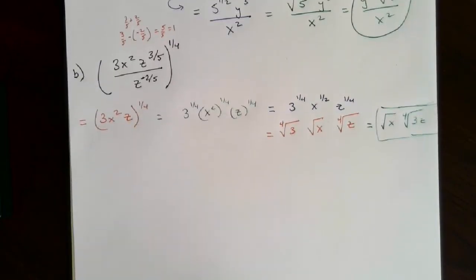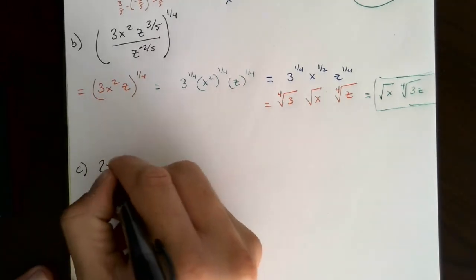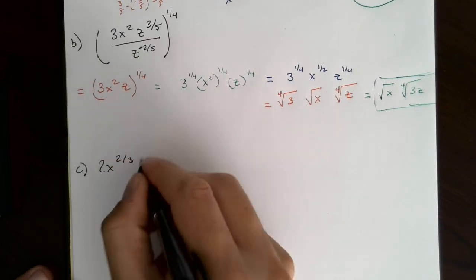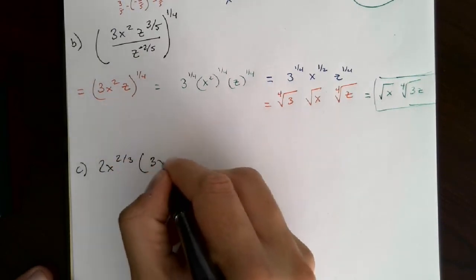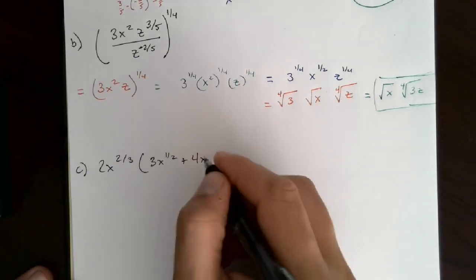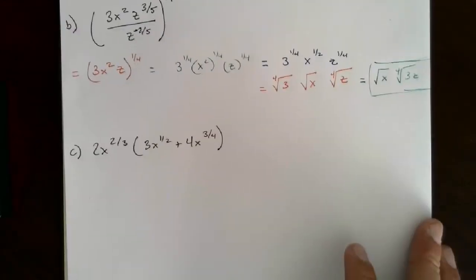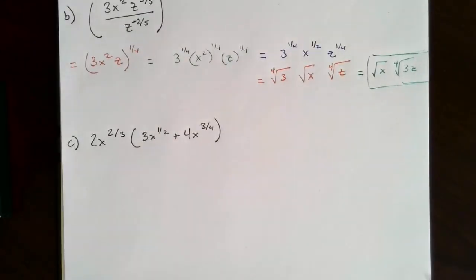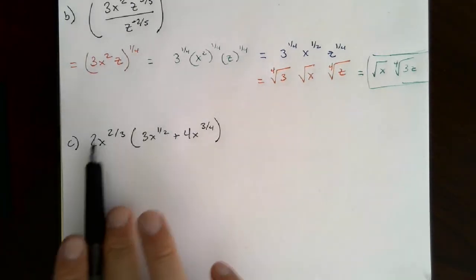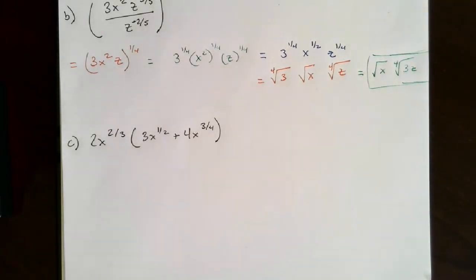Let's take a look at just a few more. If I said I had 2x to the 2/3 times 3x to the 1/2 plus 4x to the 3/4. So don't let this throw you off. This is something you've seen before. We're just now working with rational exponents, but this means multiplication, right? It means take 2x to 2/3 times, in parentheses, the 3x to the 1/2 plus 4x to the 3/4.